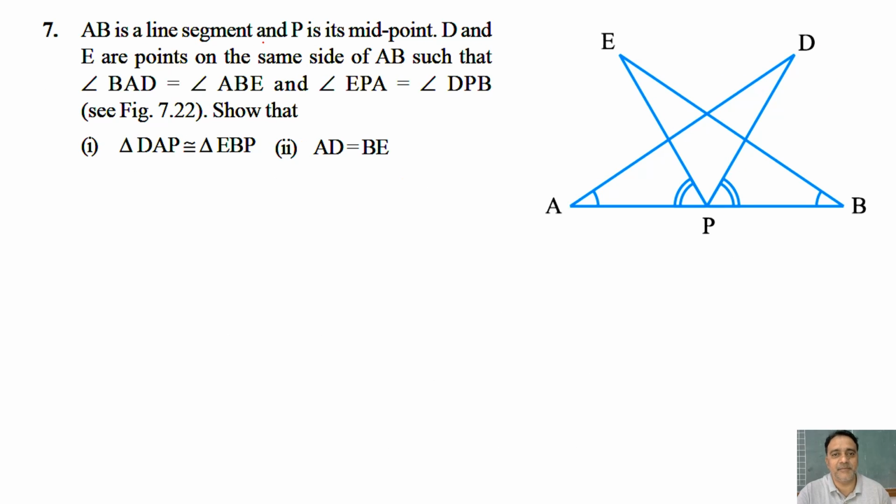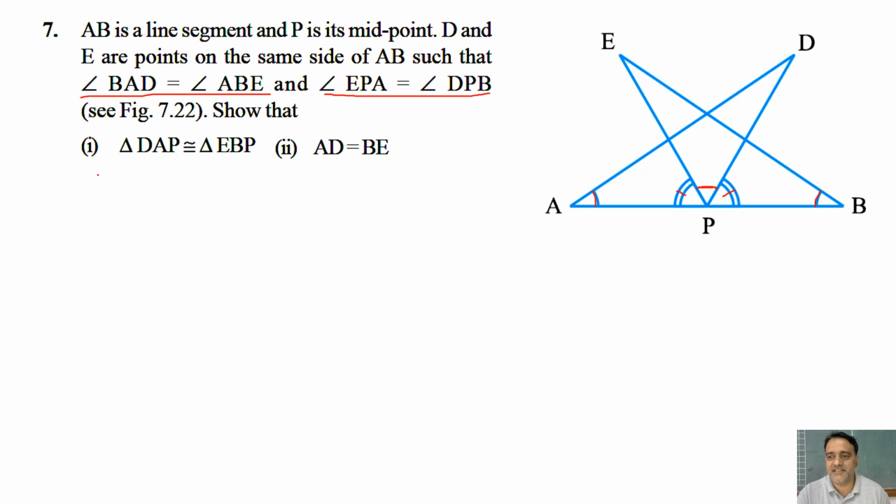AB is a line segment and P is its midpoint. D and E are points on the side of AB such that these two angles are equal and these two angles are equal. Now what we will do is add this angle to both the angles.